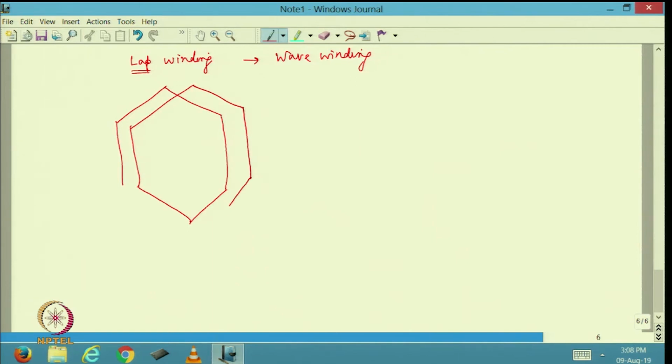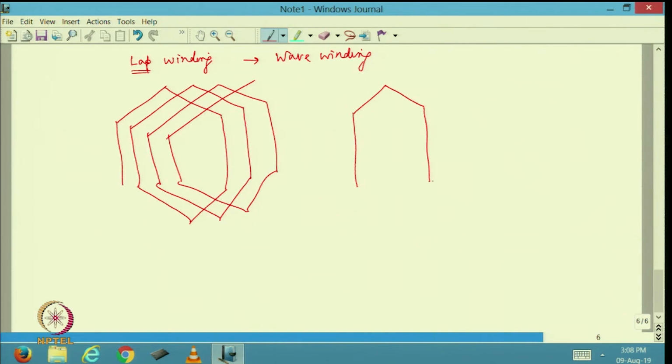So, it is going to go like this. This is essentially the crux of lap winding. This is how it is going to be. It is overlapping repeatedly. Whereas, in wave winding, this goes progressively. So, it will not fold back, it will rather go progressively like this. So, this is essentially wave winding. After going through the whole thing, it will come back and fold back.